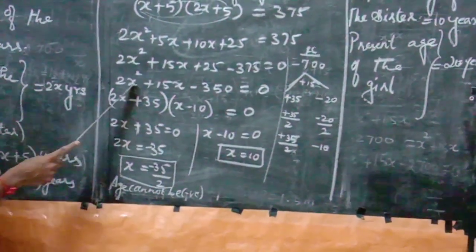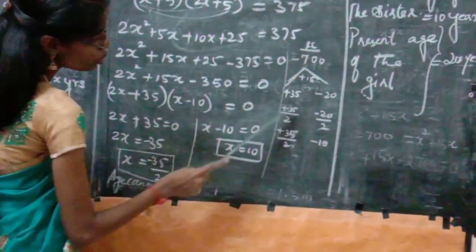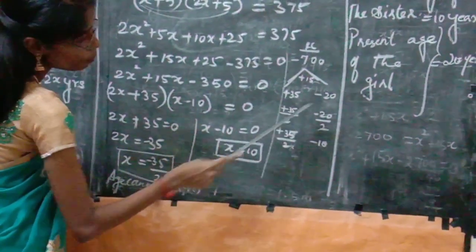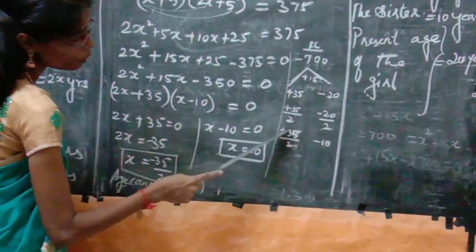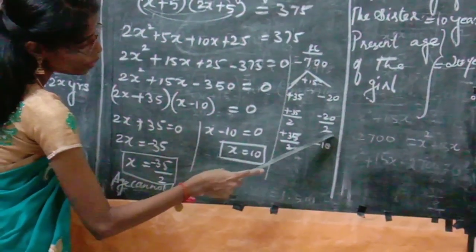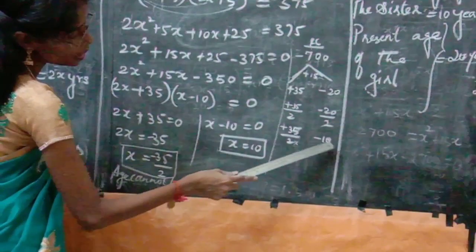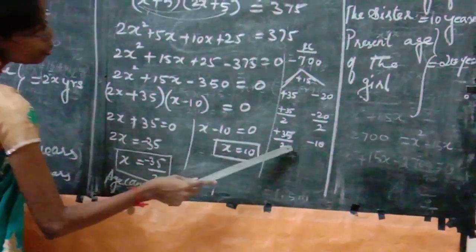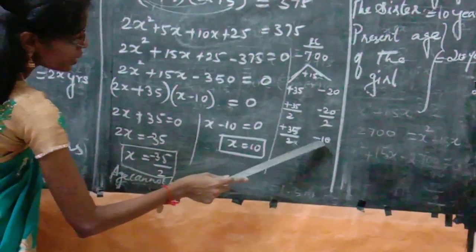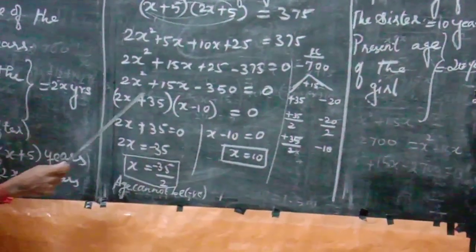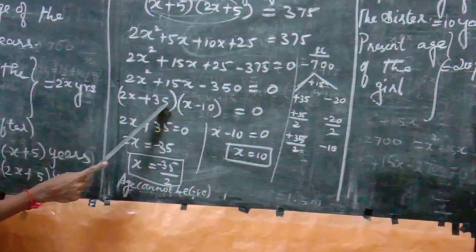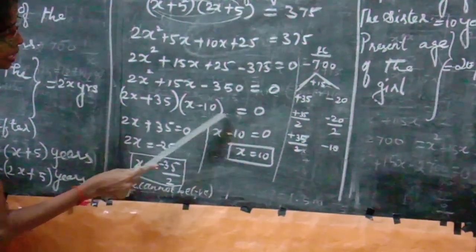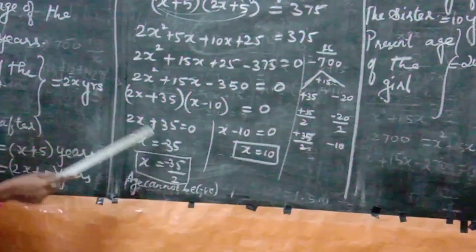So what's the coefficient of x square? 2. We have to divide by 2. 35 divided by 2, minus 20 divided by 2. We can't simplify this. Here 2 ones are 2, 2 tens are minus 10: plus 35 by 2, minus 10. So 2 linear factors. So listen. 2x plus 35 into x minus 10 is equal to 0.